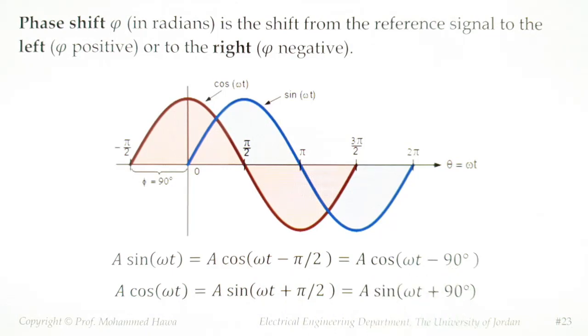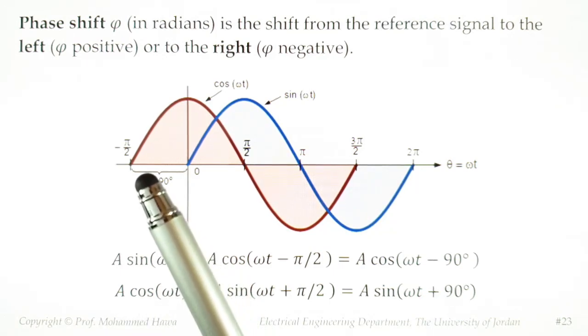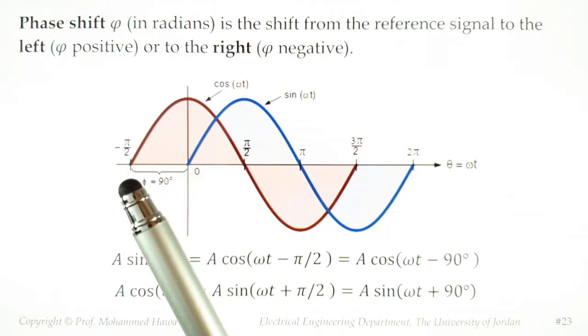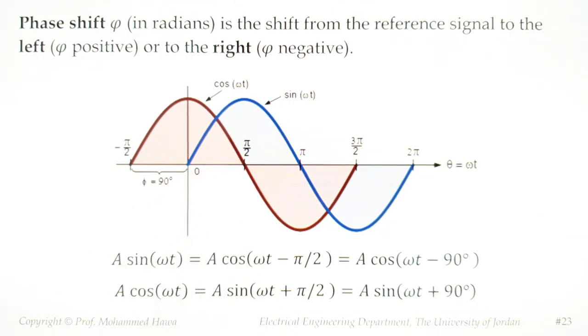How about if we think about cosine, A cosine omega t? Can we write cosine in terms of sine? Yes, because cosine is just like sine, but it's shifted to the left. Shifted to the left by a 1/4 cycle, which means A cosine omega t is just like A sine omega t plus pi over 2, plus 90 degrees, which is shift to the left. Remember, minus, shift to the right, and plus, shift to the left.